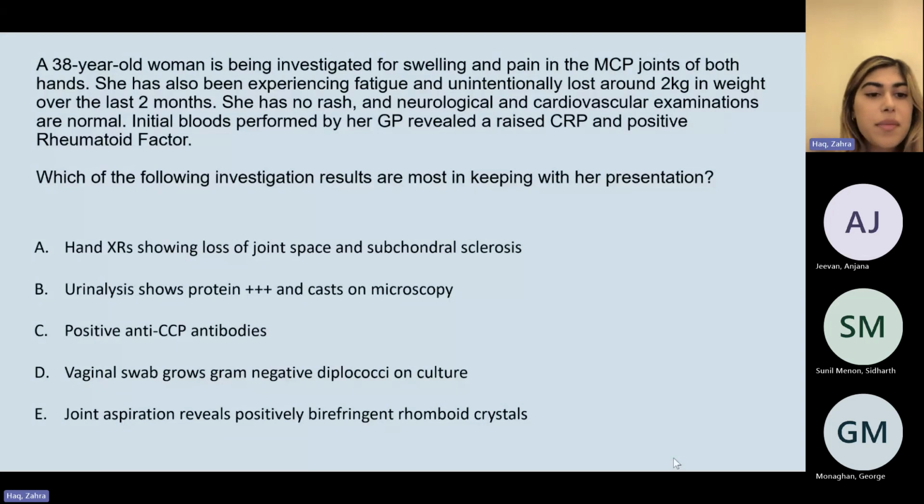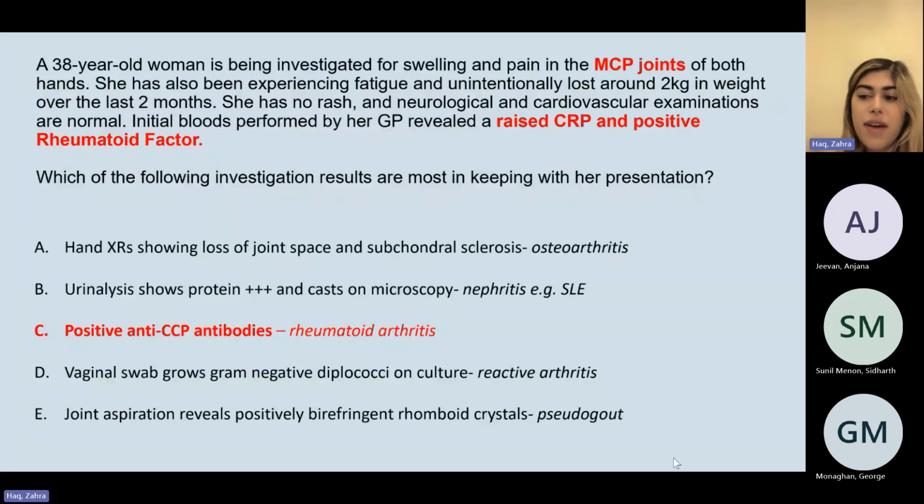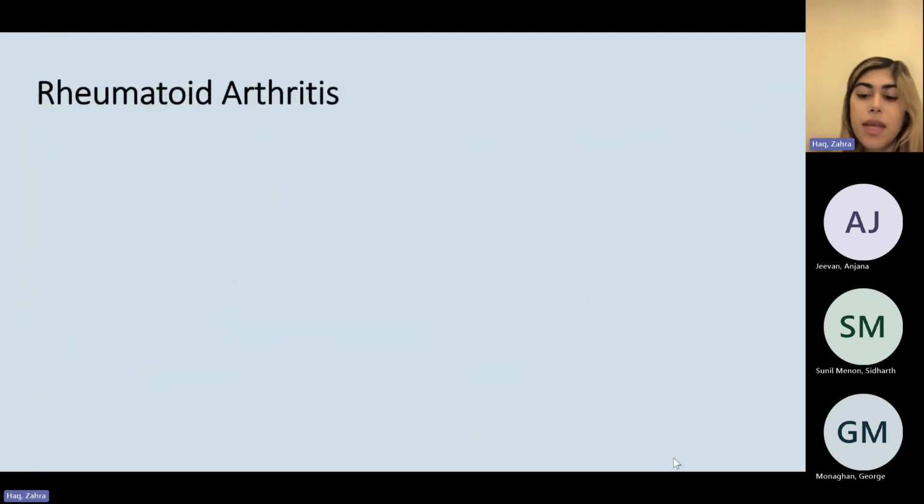Okay, so going to move on to the answers now. Positive anti-CCP antibodies are very commonly raised in rheumatoid arthritis, and we can see from the stem that her MCP joints are the most troublesome in her presentation, and these are commonly affected in patients with rheumatoid arthritis. I'm going to be moving on and explaining a bit more about rheumatoid arthritis now, actually.